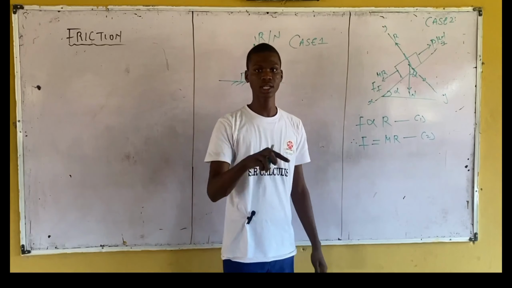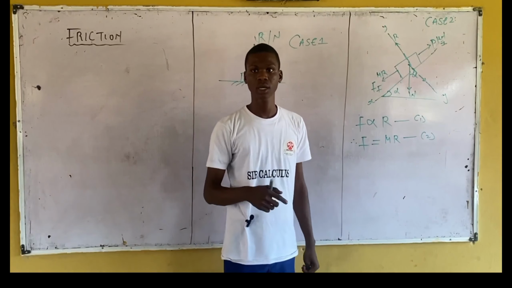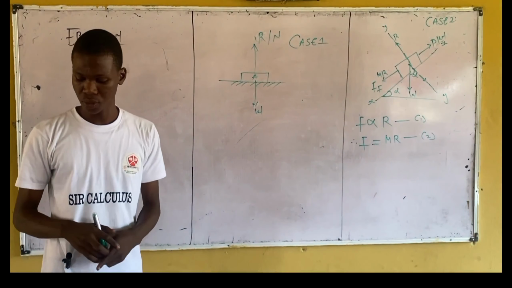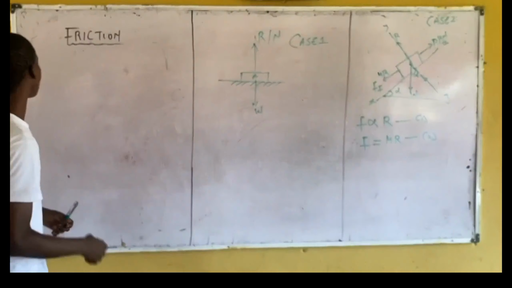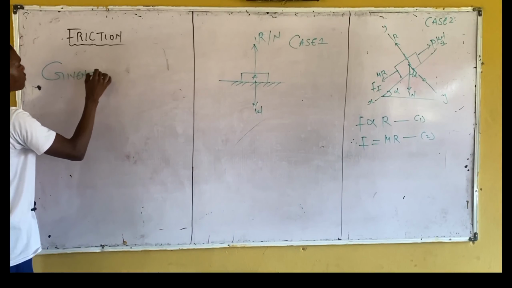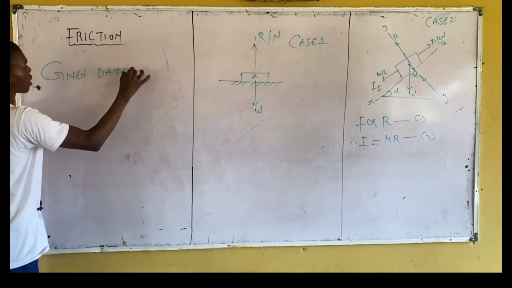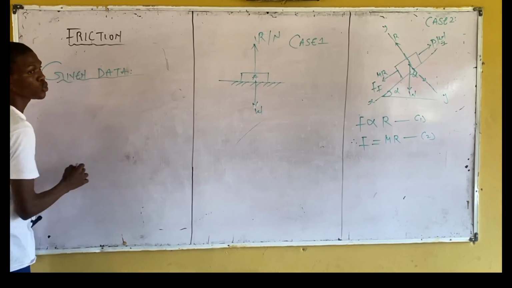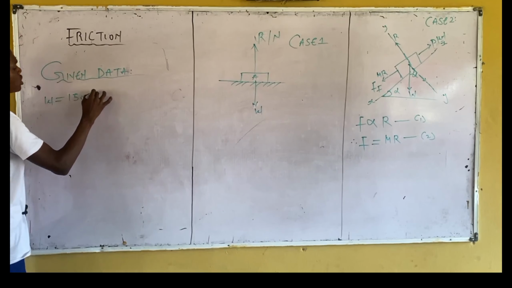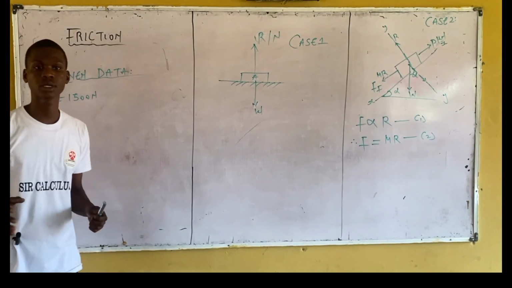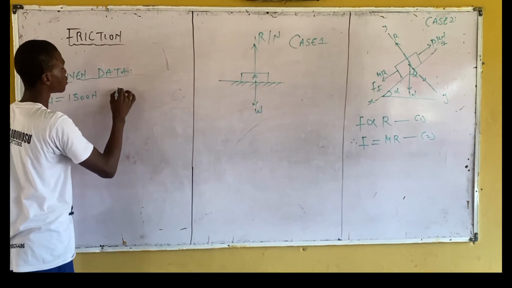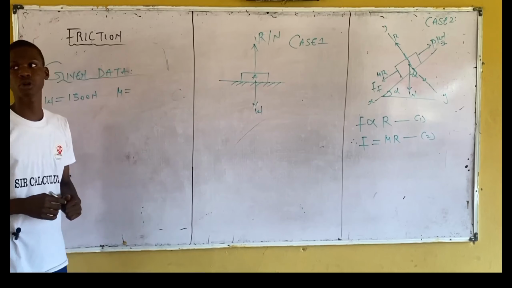Now let's get started. Let's solve that question. You see what I'm saying? Okay, now let's list out the parameters given to us in that question. The given data: we are given the weight to be 1,500 Newton. What else are we given? We are given the coefficient of friction.